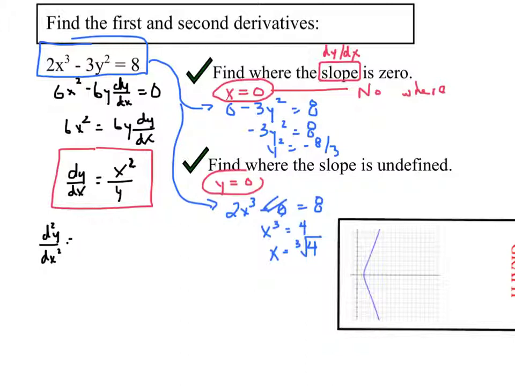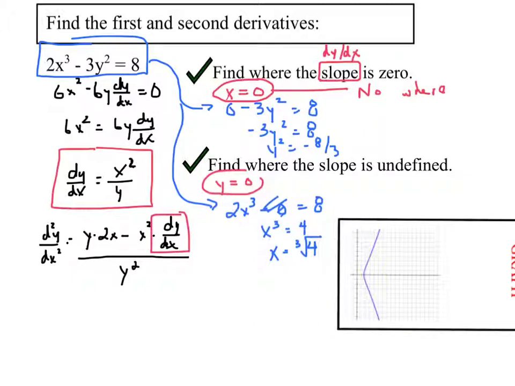The second derivative, of course, was just the derivative of the derivative, so we need to use the quotient rule. Low d high minus high d low, cross the line and square the low. Well, what makes this tricky to look at is we have three variables because we've got this dy dx.